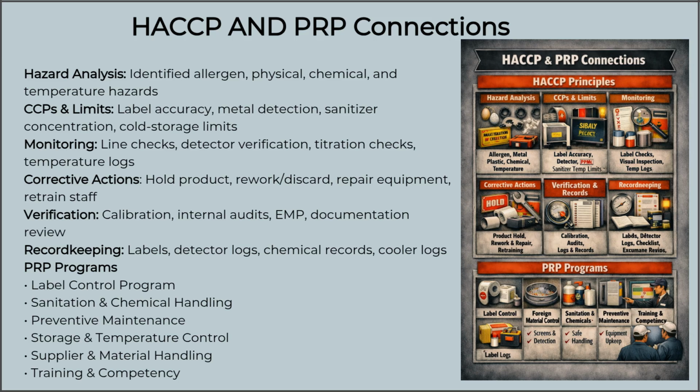Label accuracy is a CCP for allergen control. Metal detection is a CCP for physical hazards. Chemical concentration checks prevent sanitizer misuse. Cold storage temperature limits protect against pathogen growth.